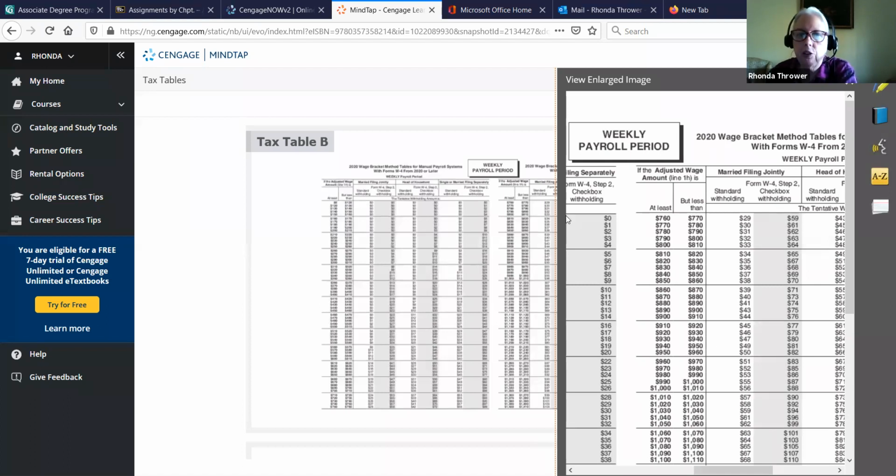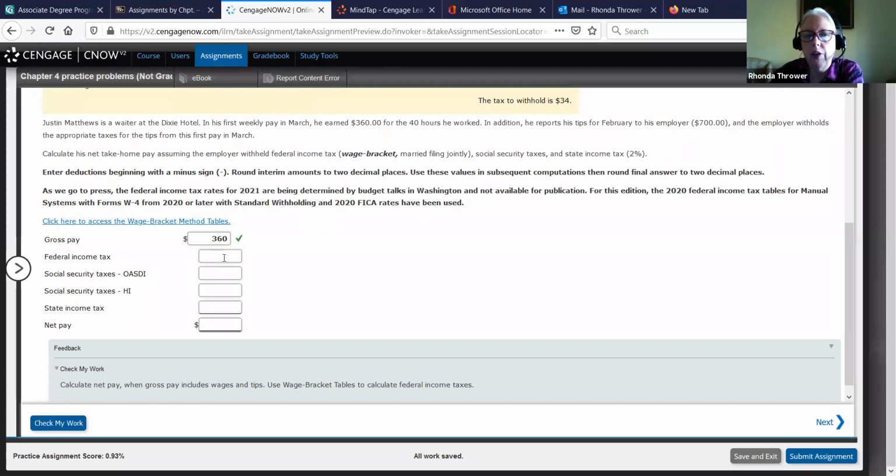I'm going to go back to Cengage. I'm going to enter my federal tax. This is a deduction, so I have to enter it as a minus. We're going to be subtracting the deductions from the total amount of our pay. So I'm going to put in minus 63, which is our federal income tax.